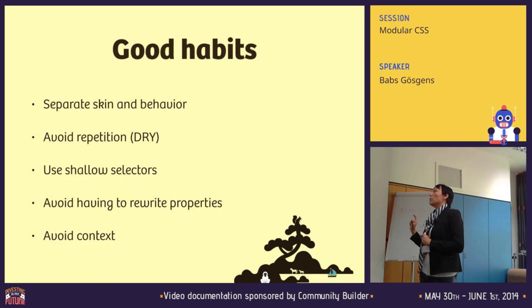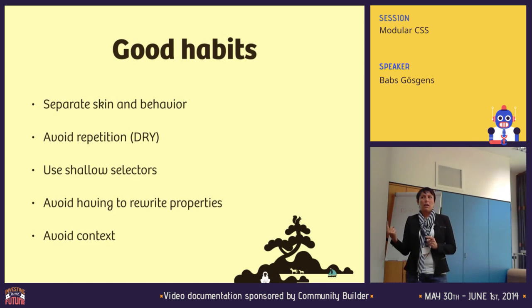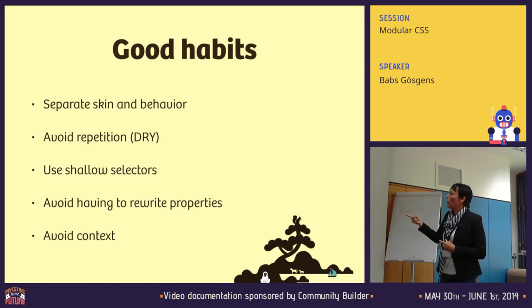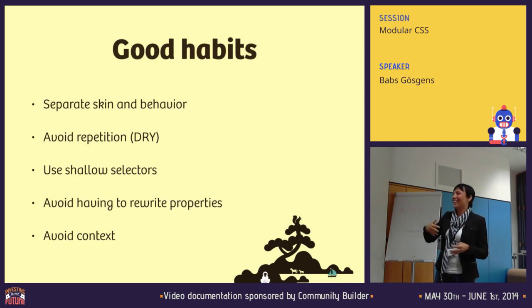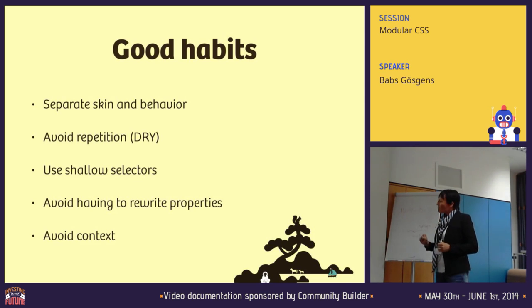Tied in with that is avoid having to rewrite properties. So by that I mean try to define properties of which you know that they will be generic among objects. A very good example of this would be the anchor tag. Back in the days, I would define the color for the anchor tag. I would define the hover states, and I would define the active states and everything. Whether or not it would be underlined, you know, if it would blink, talking 1990-something.